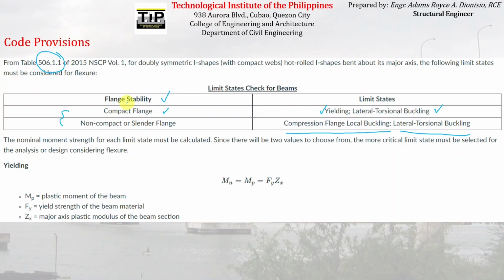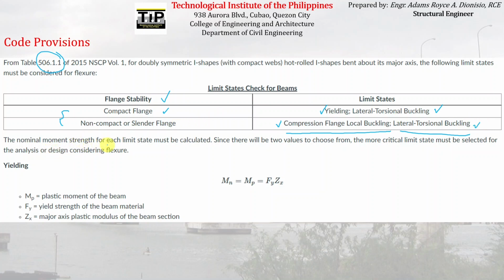So, for sections with compact flange, all we need to check is yielding and lateral torsional buckling. When it is non-compact or slender, instead of yielding, we need to check compression flange local buckling, because that is what governs when the compression flange is non-compact or slender with respect to local buckling. Also the LTB, of course.